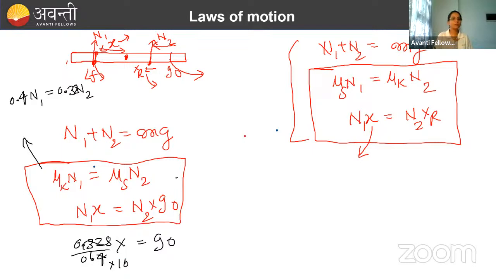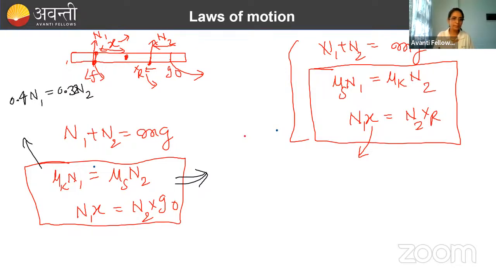So put the values carefully. If you put that, you will be getting a certain value of X. Have I written everything correctly here? Values. Come on guys, reply. I also need motivation. Come on. So 0.4 N1 I have written now.